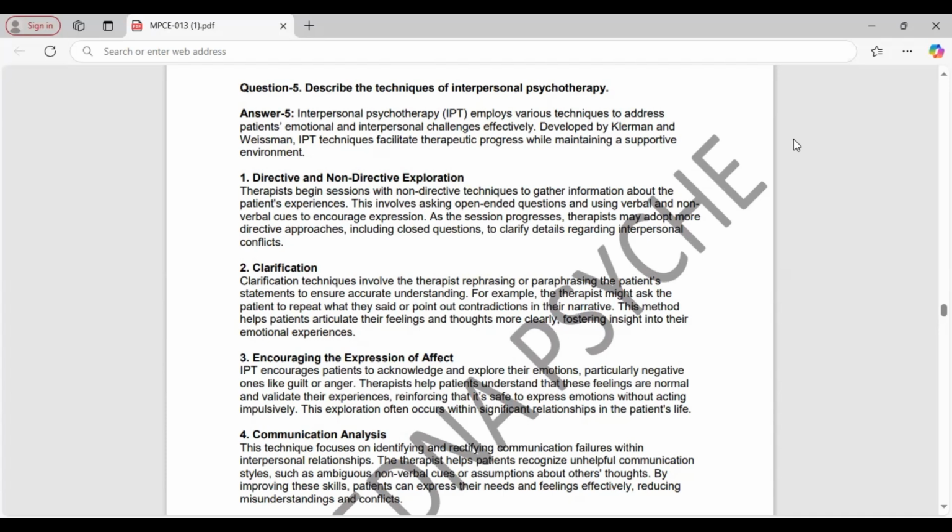Encouraging an expression of affect. IPT promotes acknowledgement and exploration of emotions, particularly negative ones like guilt and anger. Therapists validate these feelings, reinforcing the safety of emotional expression without impulsivity.